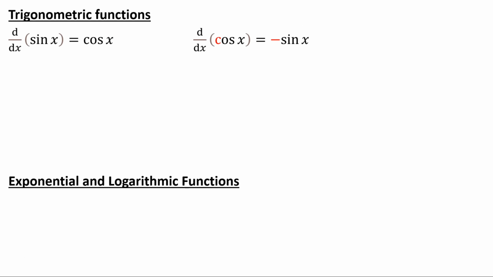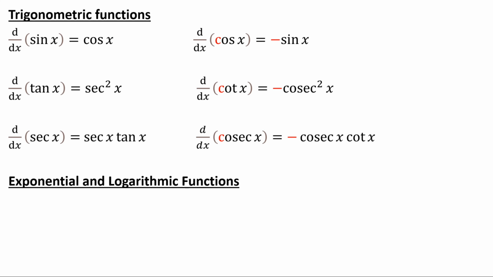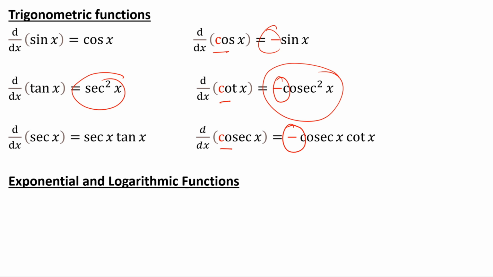Derivatives of trigonometric functions. d by dx of sin x is cos x, and for cos x it's negative sin x. For tan x it's secant squared x, and cot x is minus cosecant squared x. d by dx of secant x is secant x tan x. d by dx of cosecant x is minus cosecant x cot x. Now see here, all the cofunctions starting with c have a negative sign: minus, minus, minus. So that way you can remember. And for tan x, it's secant square x, and cot x is cosecant square x with a minus.